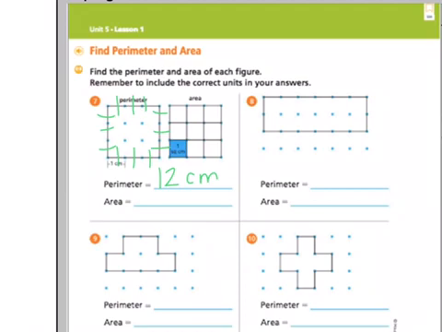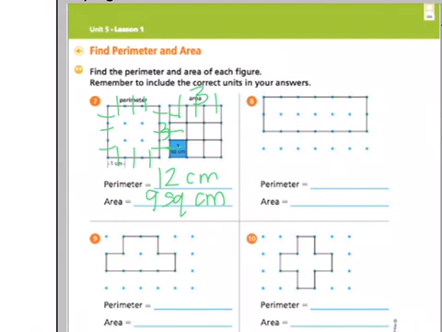However, the area is the boxes. So this side has 1, 2, 3, 3 rows. And here we have 1, 2, 3, 3 columns. So 3 times 3 is 9 square centimeters. Let's go on to number 8.